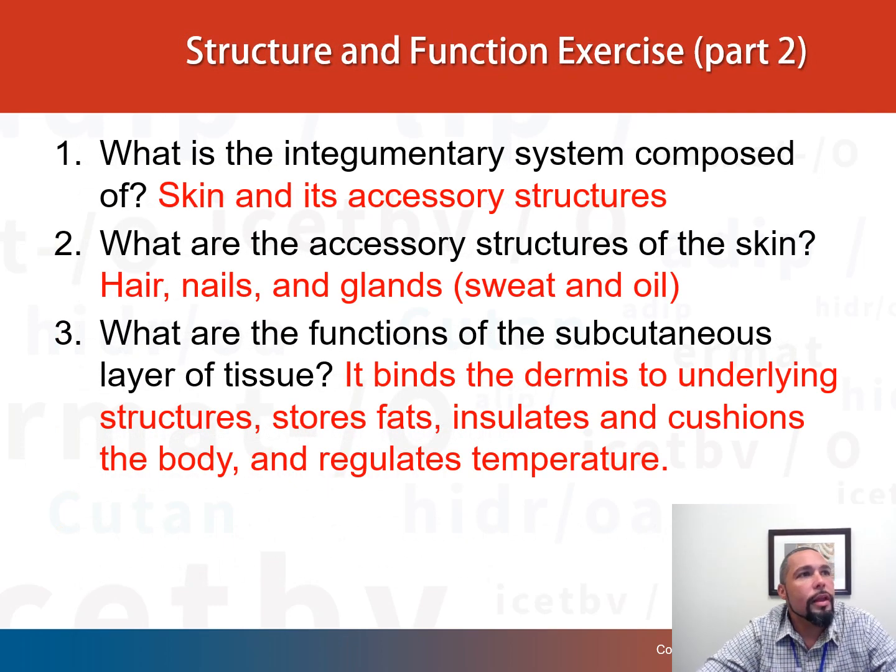All right. What is the integumentary system composed of? We've already discussed this: the skin and its accessory structures. What are some accessory structures of the skin? Like we said, we have the hair, the nails, and the glands. Make sure that you understand which glands secrete sweat and which gland secretes oil. Some other functions of the subcutaneous layer: it binds the dermis to underlying structures. It also works in storing some fat. It insulates and cushions the body and regulates temperature.